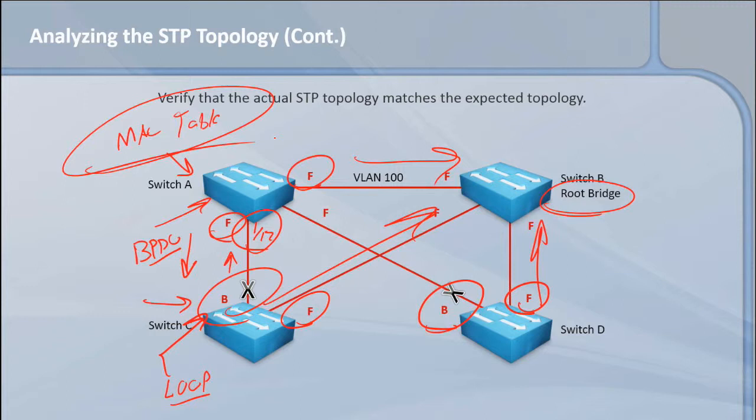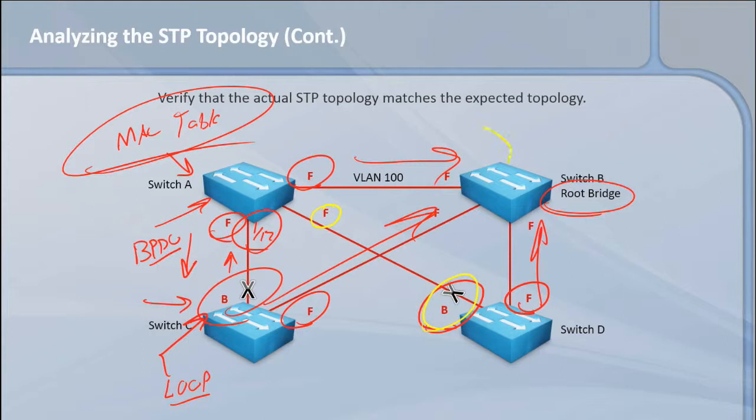I know it might look a little funny, and if you miss that, you're like, wait, I was reading Reddit, I was looking at ESPN. Was that important? Yes, it's important. What may confuse you, it confused me. I said, why is that side forwarding and this side blocking? Doesn't switch A know that there's a loop?